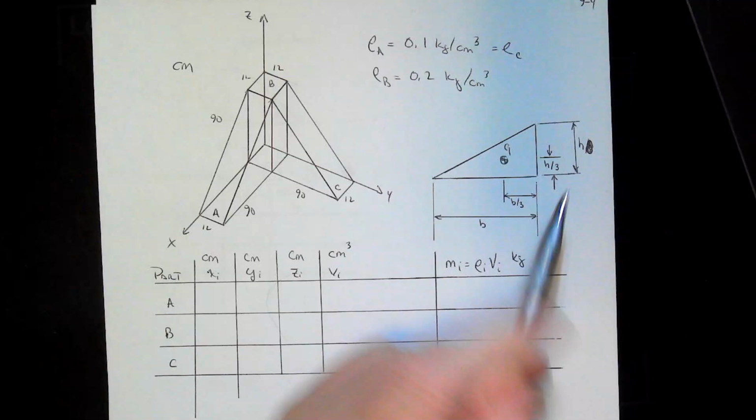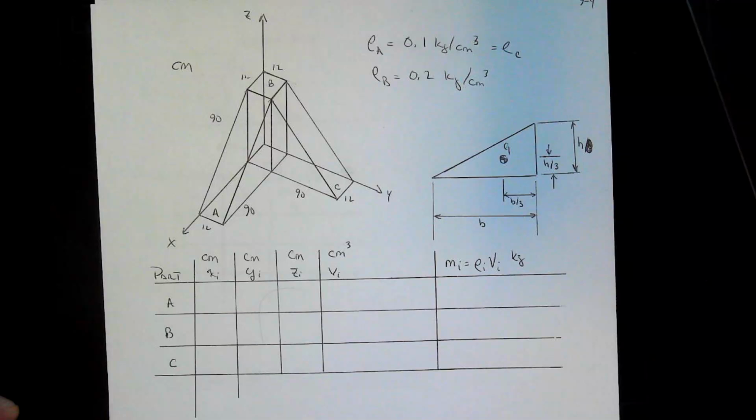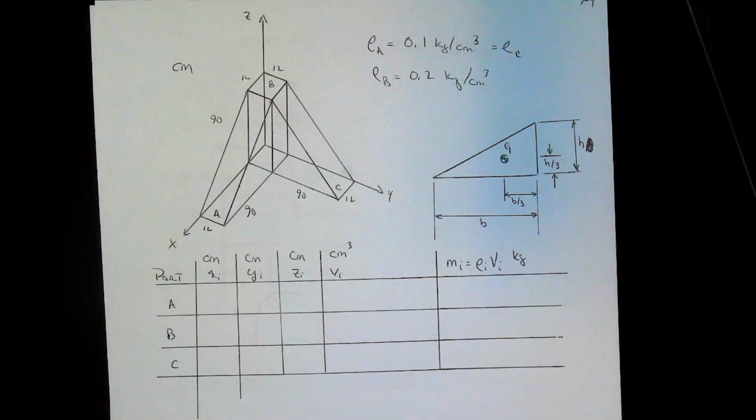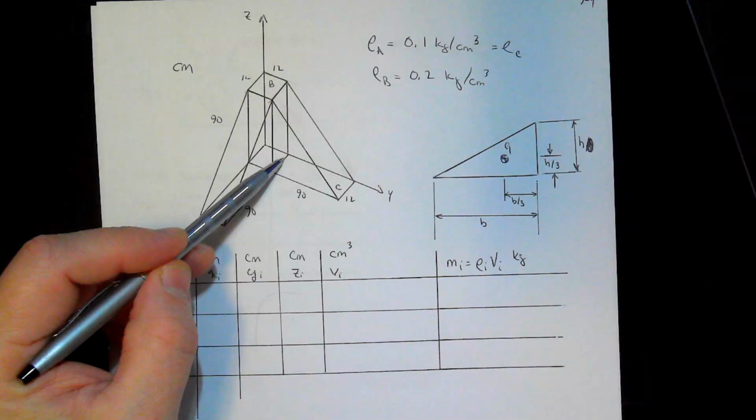So we have the density for A. These are metric units. The units are in centimeters. Density of A is 0.1 kilograms per centimeter cubed. Block B, the one in the back, is 0.2. And here C is the same as block A. Now to help us out, I just put this in from a table.